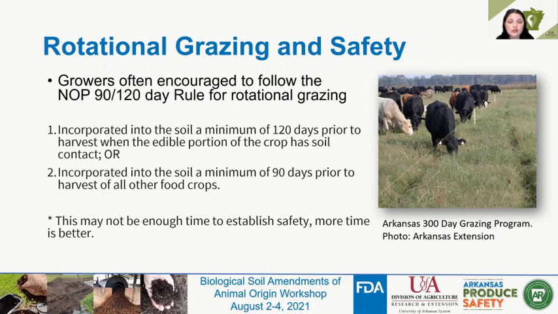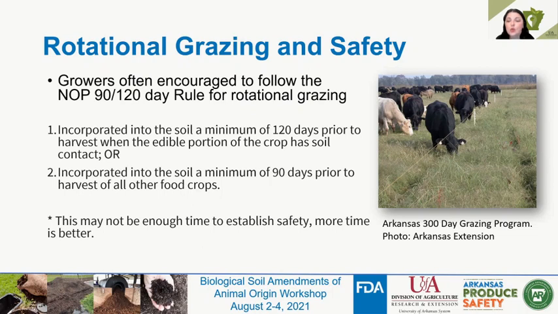A minimum of 120 days prior to harvest when the edible portion of the crop has soil contact. So you've got 120 days if you're going to be growing something that might come in contact with the soil. And if it's going to be grown above the ground, like say tomatoes or something like that, 90 days prior. These are the recommendations. We're still waiting to hear what the science is going to be for that. So it may not be enough time to establish safety.